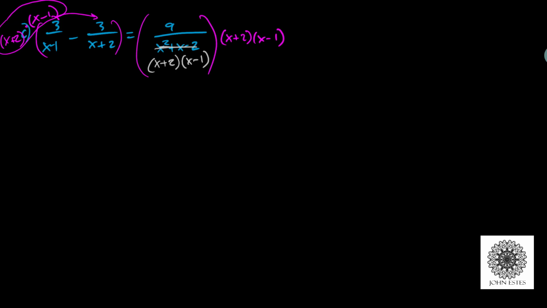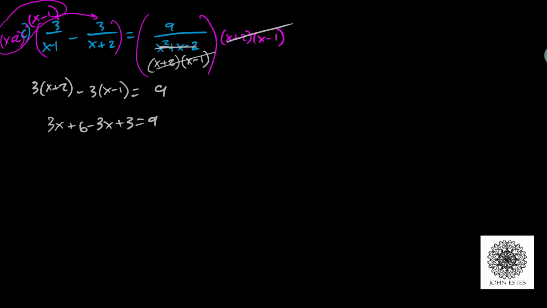So in the first one, I have a 3. The x minus 1's cancel, so I'm left with an x plus 2 in the numerator. In the second one, I have minus 3. This time the x plus 2's cancel out. I'm left with an x minus 1. And on the other side of my equation, I just have 9, because everything else canceled out here. Okay, so this is actually a linear equation. 3x plus 6 minus 3x plus 3 equals 9.